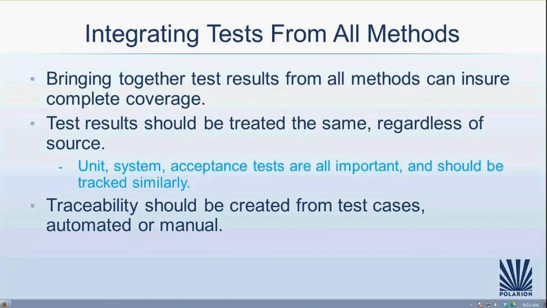So they all have different methods. They all happen at different stages of the development, and some happen at the same stage. But regardless of where they come from, how I do the test, or what tools I'm using to do the test, the results should all be treated the same. I should be able to trace all of these. I should be able to see the results. I should be able to get immediate feedback from all of these.